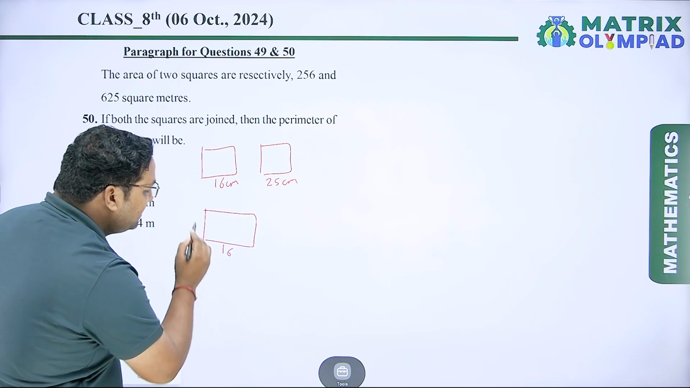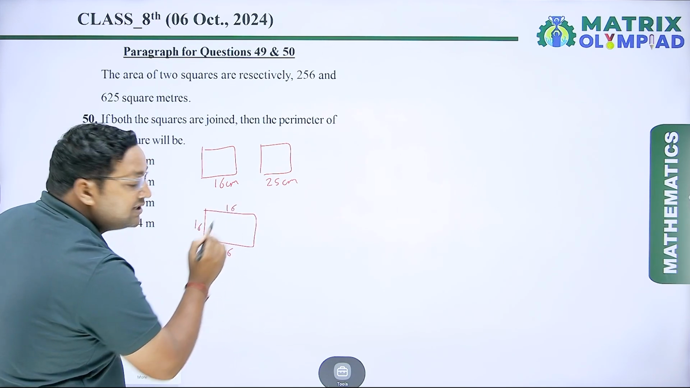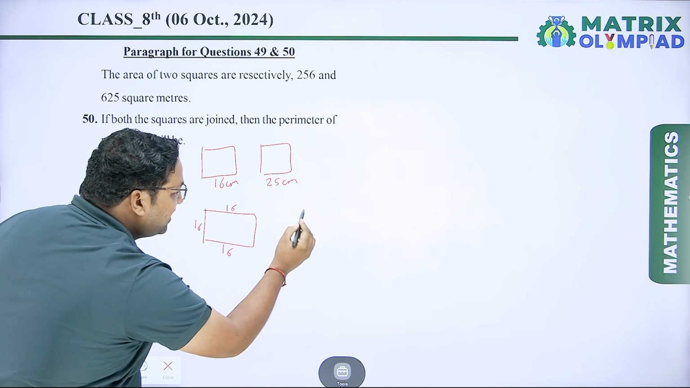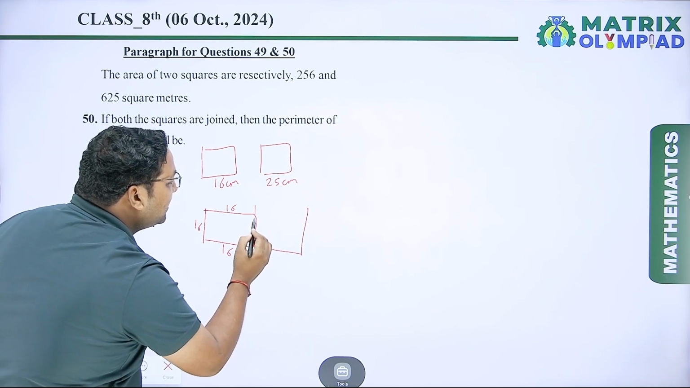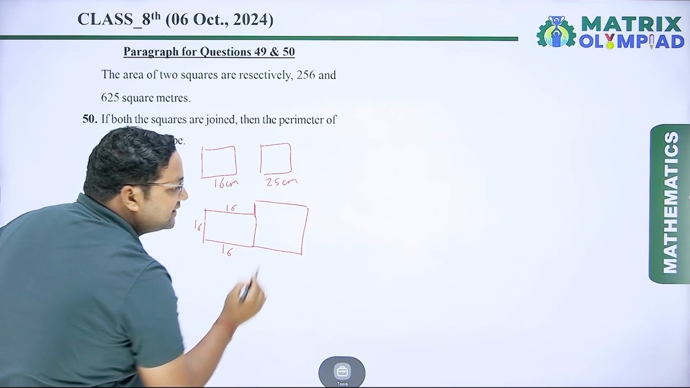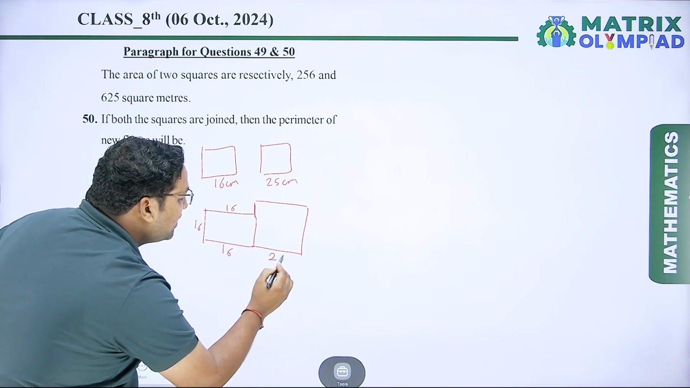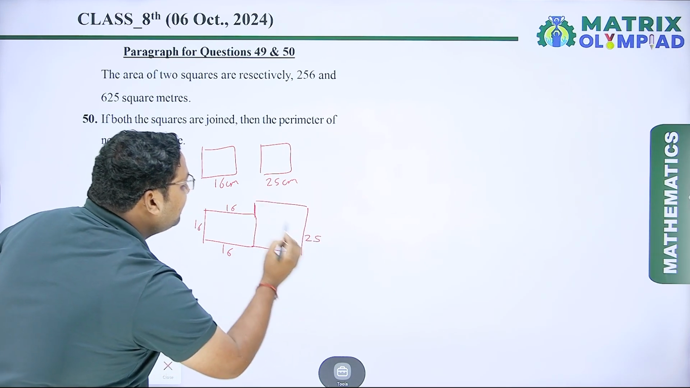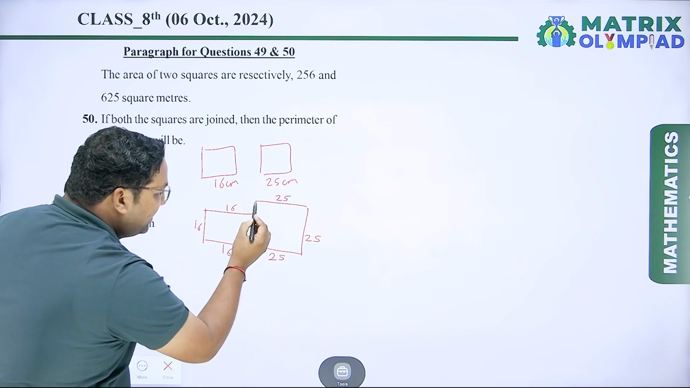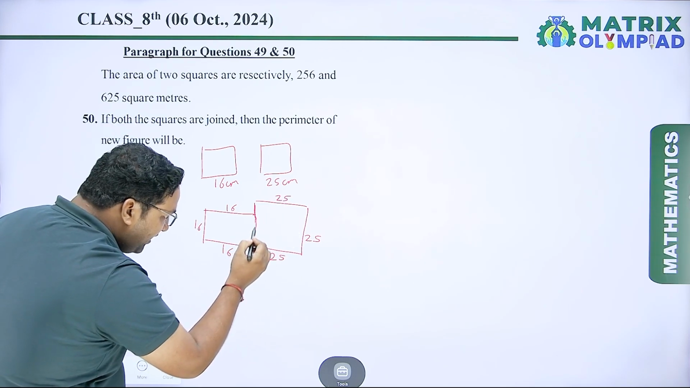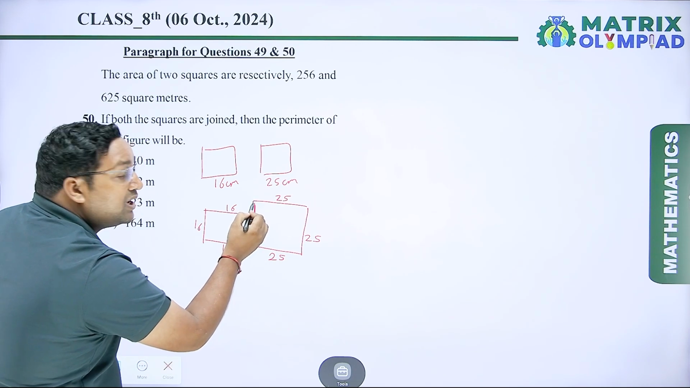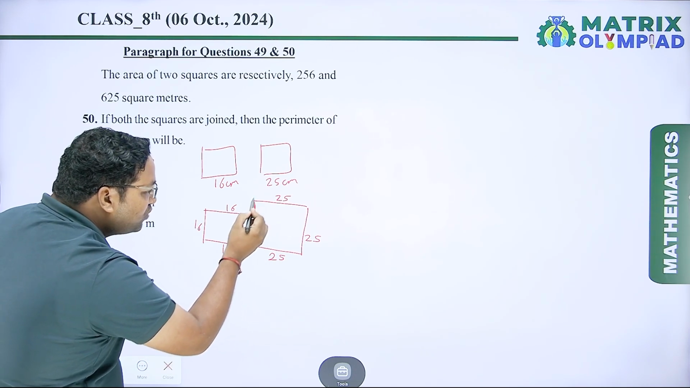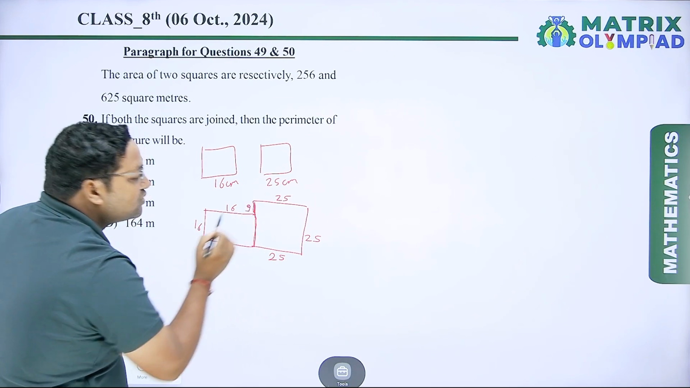Here it is 16, 16, 16, and 25 centimeter is the next square. So we have to join together like this. So it is 25, 25, 25. From here to here, this side is 16, and from here to here, it is 25. So this side is 25 minus 16, that is equal to 9.